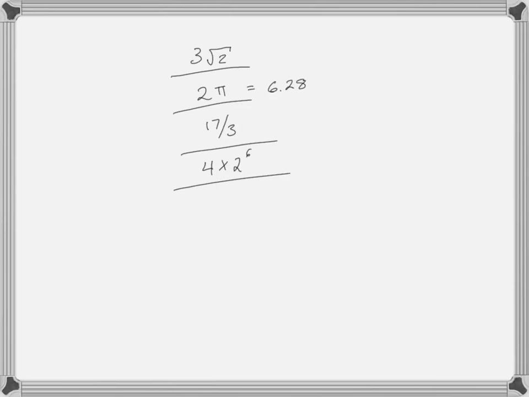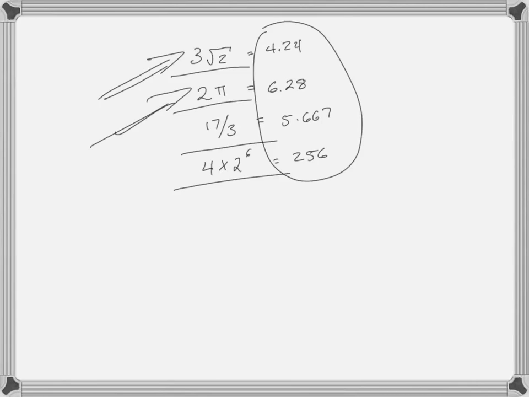But anyway, 6.28. Before we get into scientific notation, just in terms of decimal numbers, 3 square roots of 2 is 4.24. 17 thirds is 5.66666, I just rounded to 5.667, etc. So you need to write out in all cases, unless again you're told otherwise or it's obvious, the numbers. Do not leave expressions unsolved. Okay, that's one thing about numbers.